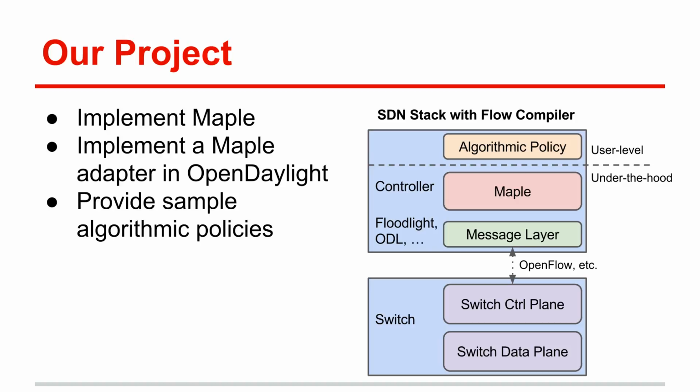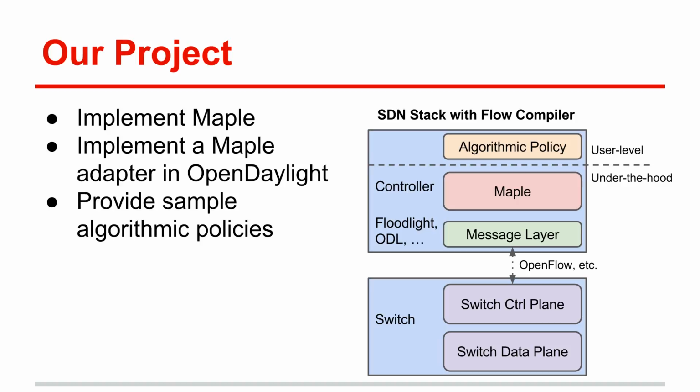Our project consisted of 3 different tasks at a high level. Our first was to implement a basic Maple programming abstraction, not necessarily all of the bells and whistles that it contains, but at least a naive implementation. We also aimed to implement a Maple adapter in Open Daylight, so as to leverage the code that Open Daylight already has to enable Maple. And finally, to also provide some sample algorithmic policies, which we're going to demonstrate later as well.